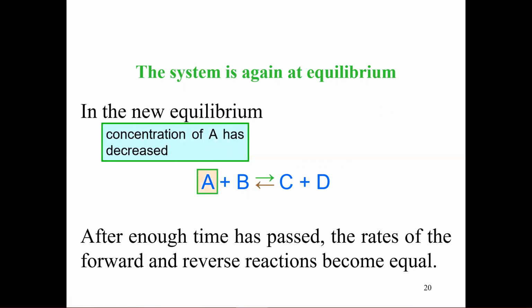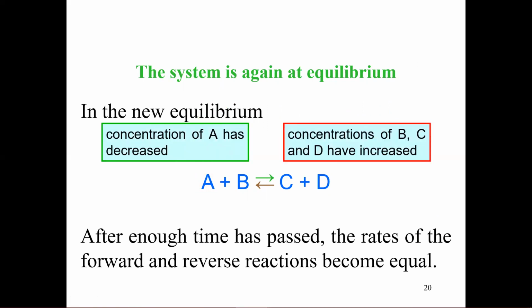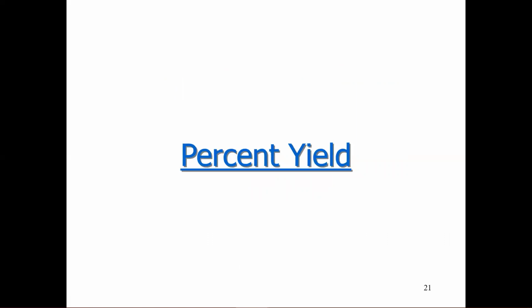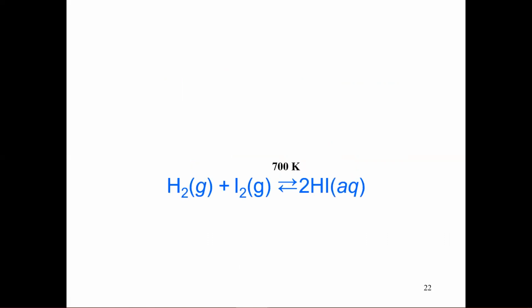The concentration of A is decreased. The concentration of B, C, and D have increased. And after enough time has passed, essentially you get that. Now, percent yield is sometimes affected when this occurs.